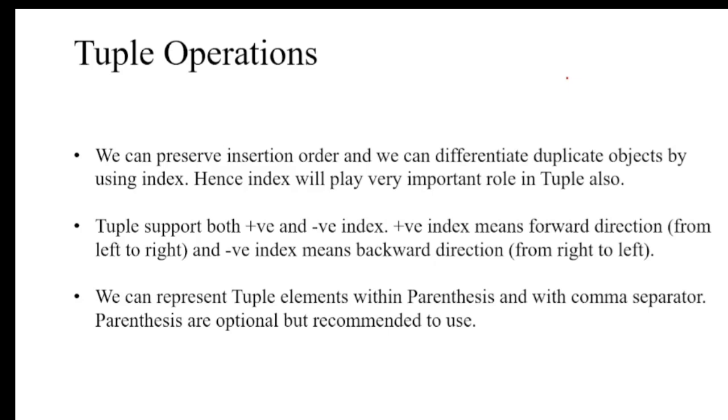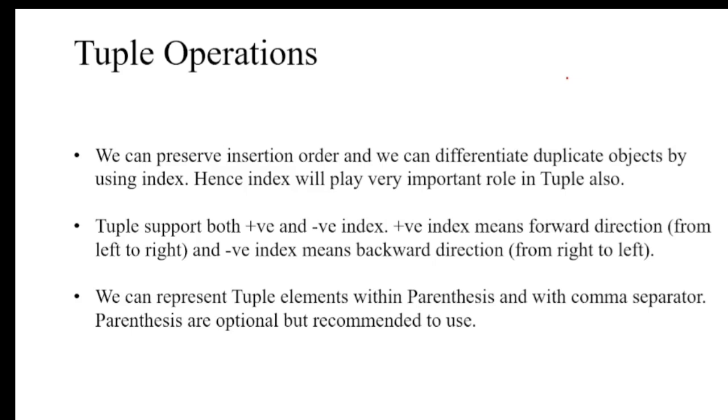So just like in lists, we also have indexing in tuples. We said in lists we had negative and positive indexing. Similarly in tuples we have positive and negative indexing. The positive index means forward direction, that is from the left to the right. And the negative index means backward direction, that is from the right to the left. I hope we understood what we did in the list in terms of indexing.